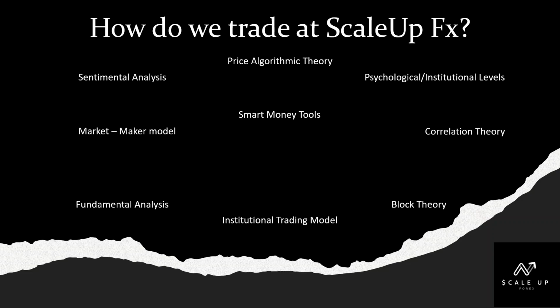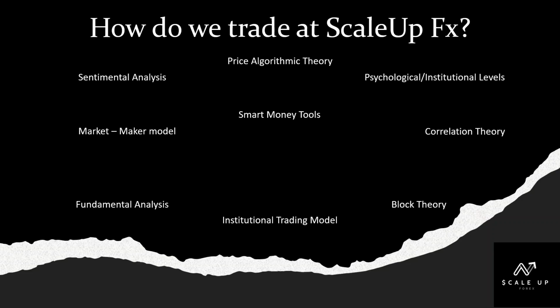The institutional trading model, which is one of the things we employ here at ScaleUp FX, is pretty much understanding how the typical retail trader is trading and how to make money off of the retail trader logic. Psychological and institutional levels go hand in hand with the institutional trading model. These are essentially round figures or certain levels in a currency pair or commodity pair that institutions are looking at because they have certain orders there.